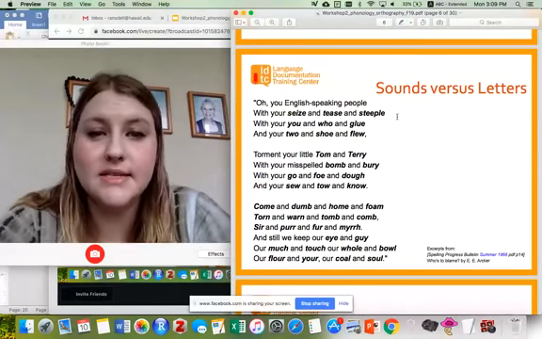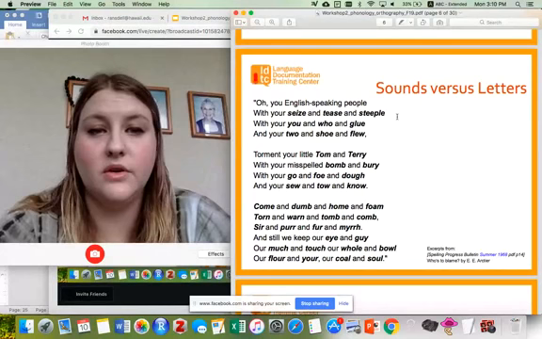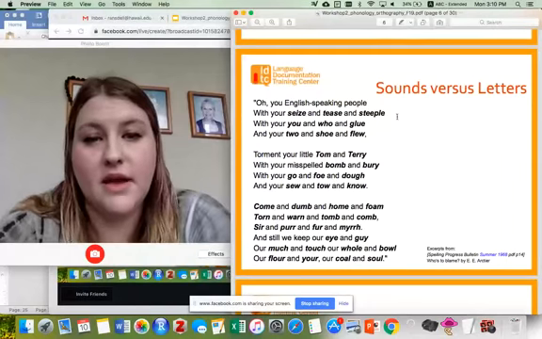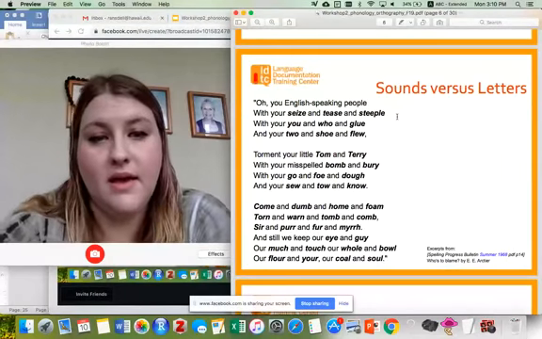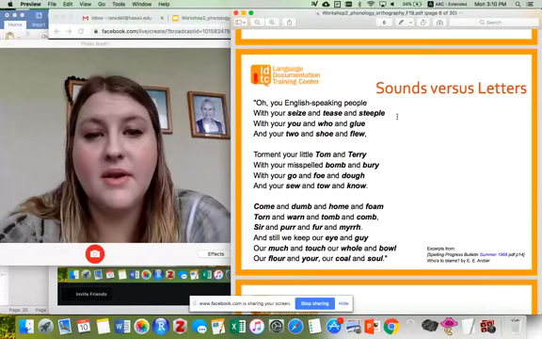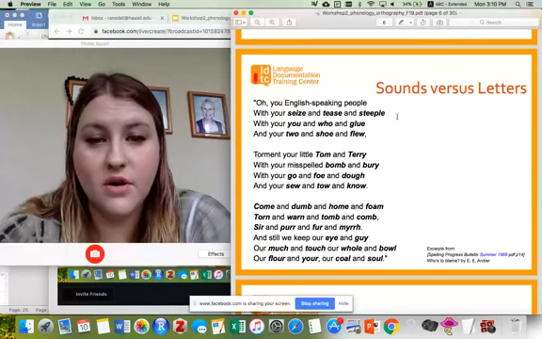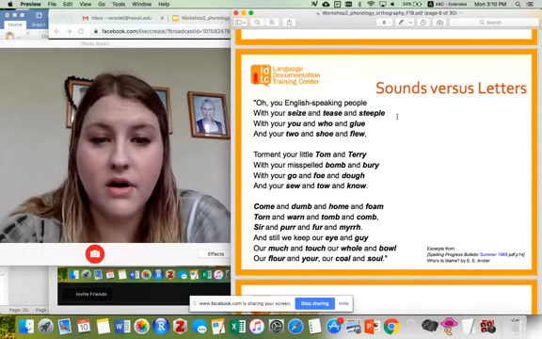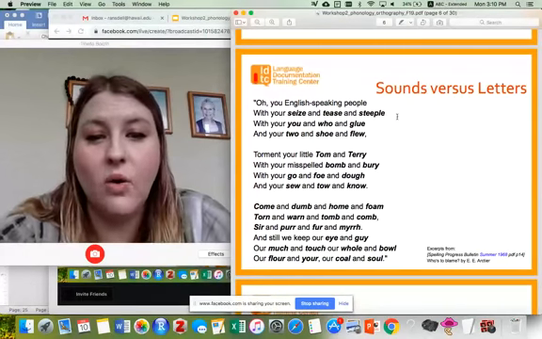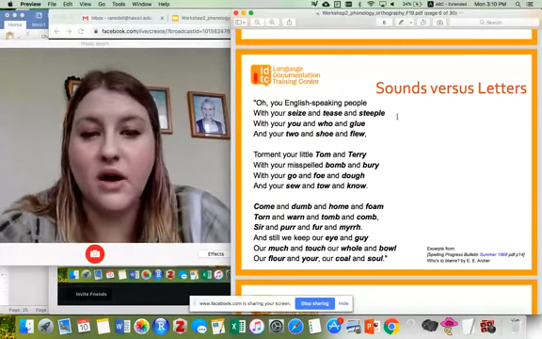With your C's and T's and steeple, with your U and who and glue. Bunch of different ways to write it. Torment your Tom and Terry with your misspelled bomb and berry. With your go and foe and dough, your so and toe and no. Come and dumb and home and foam, torn and worn and tomb and comb. Sir and purr and fur and myrrh, still we keep our eye and guy, our much and touch, our whole and bowl, our flower and ewer, our coal and soul.